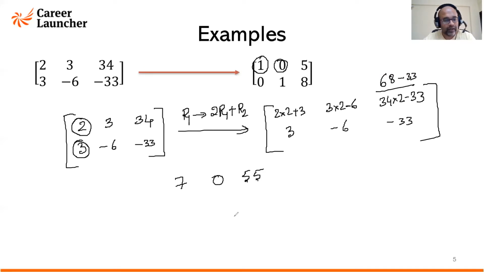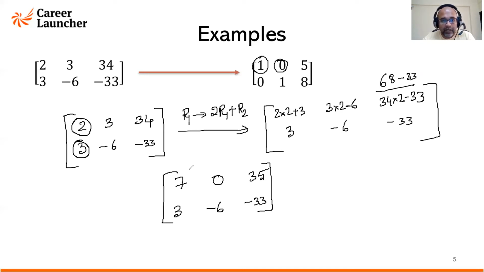Right? Sorry, my bad. It's not 55. It's 35. And this will remain 3, minus 6, minus 33. Right? Now, we have it in the form of 70. But what do I need? I need it in the form of 105 or 10.